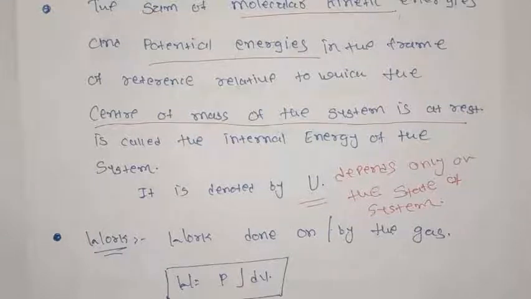The internal energy of a system does not depend on the motion of the system as a whole. That is, only the sum of kinetic energy of the constituent molecules due to their randomness inside the system is considered.